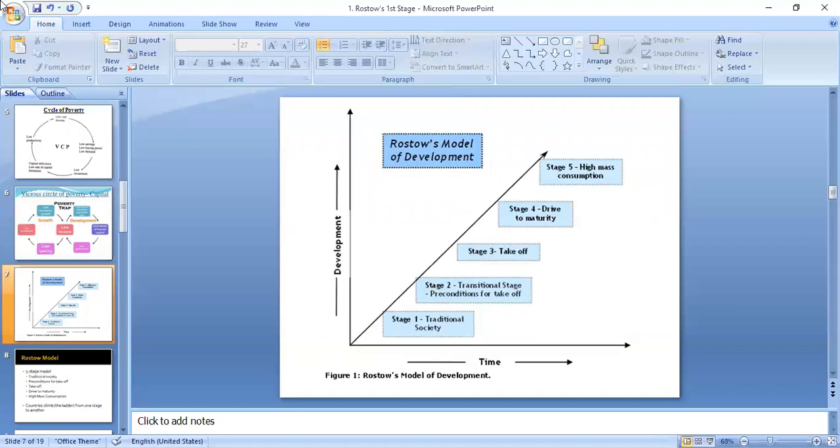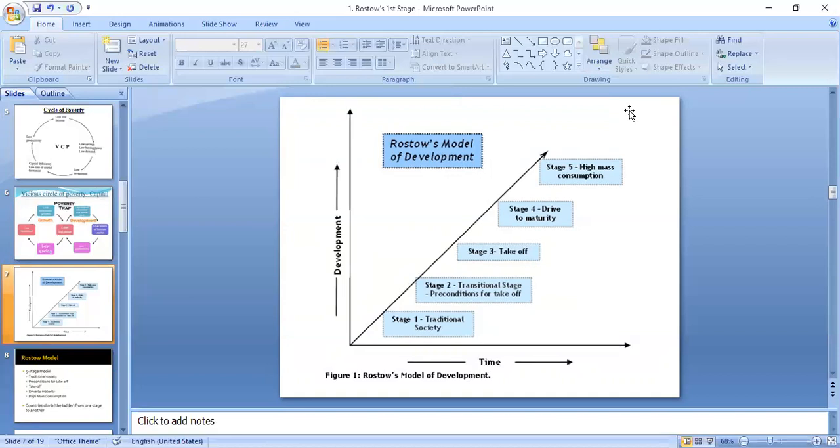In this class we will be discussing only the traditional society, what traditional society is. The second stage is when the traditional society has got some changes and has improved for some time, then it can be transformed from the traditional stage to preconditions for takeoff. And if that particular country gets further developed, then it will become the takeoff stage, and then it reaches the maturity stage, and then the stage of high mass consumption.